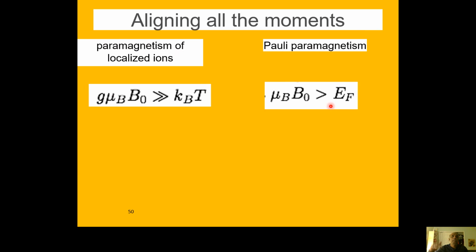Because of that, your spin up and spin down populations will be adjusted so that the total Fermi energy will stay constant for both spin up and spin down electrons. So that's the situation for these two.